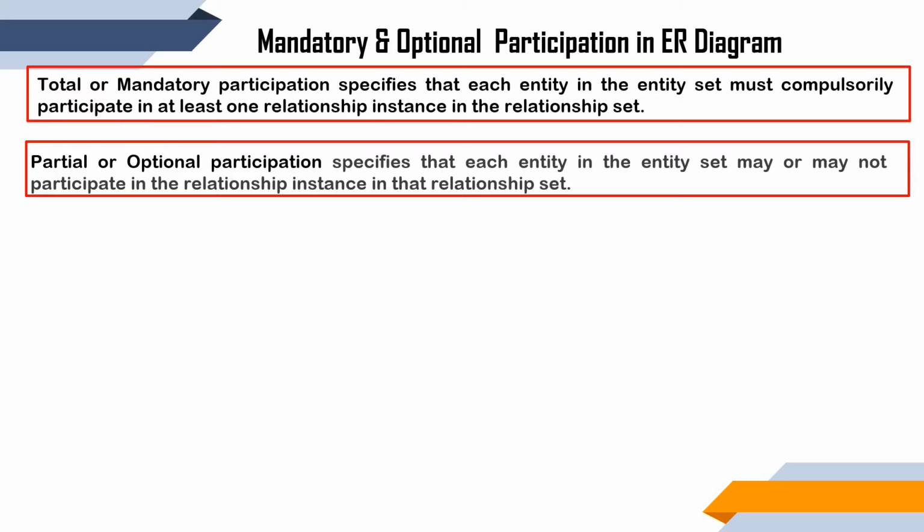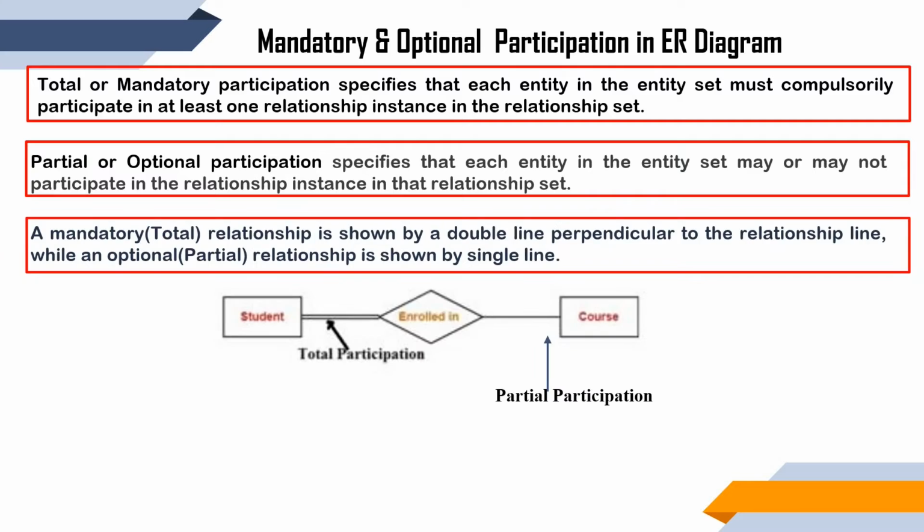Next comes mandatory and optional participation in ER diagram. Now, what we mean by mandatory, or sometimes it is called total participation, it specifies that each entity in the entity set, means in the table, each row must compulsorily participate in at least one relationship instance. And this is called total or mandatory participation. Then what is partial or optional participation? It's just the reverse. That means each entity or the row in the entity set or the table, it may or may not participate in the relationship instance in that relationship set.